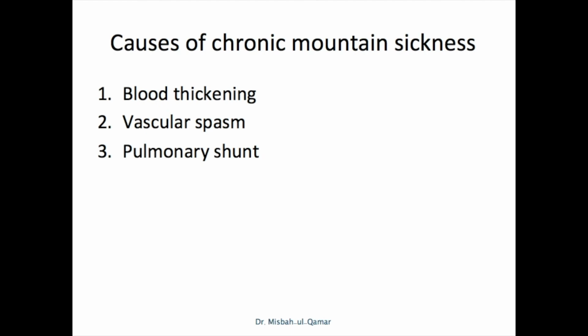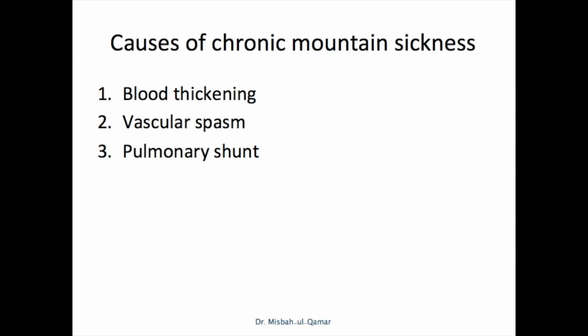Now, keep in mind that the major causes of chronic mountain sickness are blood thickening, vascular spasm, and pulmonary shunt. Why does the blood thicken? You see, the RBC mass becomes so great that the blood viscosity increases several folds. Now, the harm is that there is decreased tissue blood flow and decreased oxygen delivery.